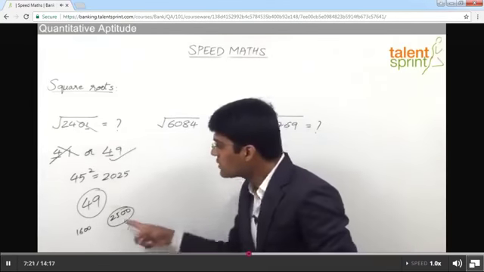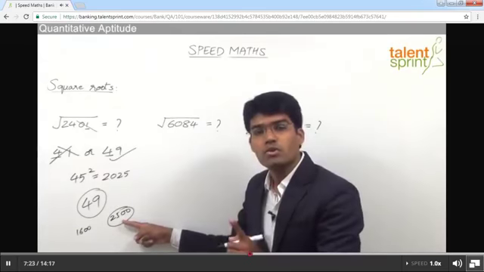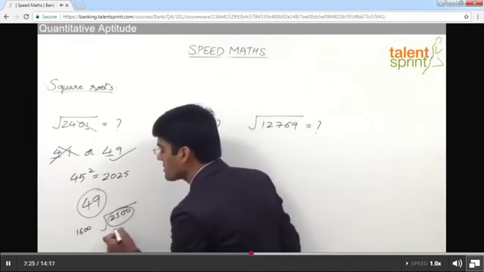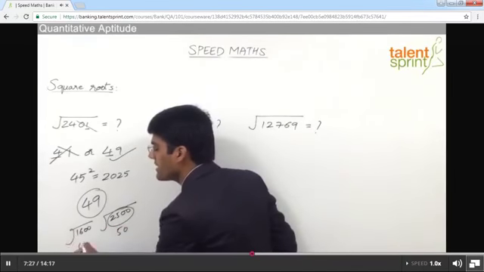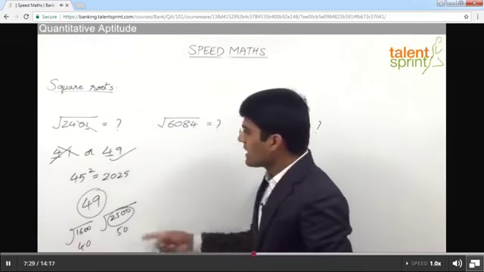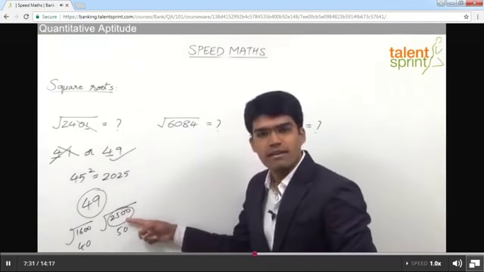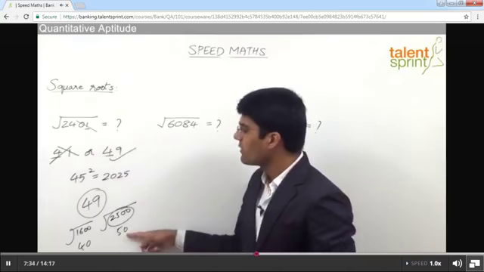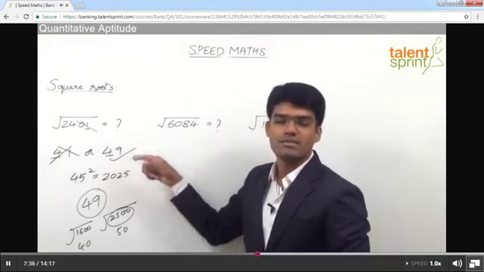If it is closer to 2500, its square root should be closer to 50. Why? Because square root of 2500 is 50 and square root of 1600 is 40. So the number here is closer to 2500, hence its square root should be closer to 50. What is closer to 50? 49. So that's the answer.